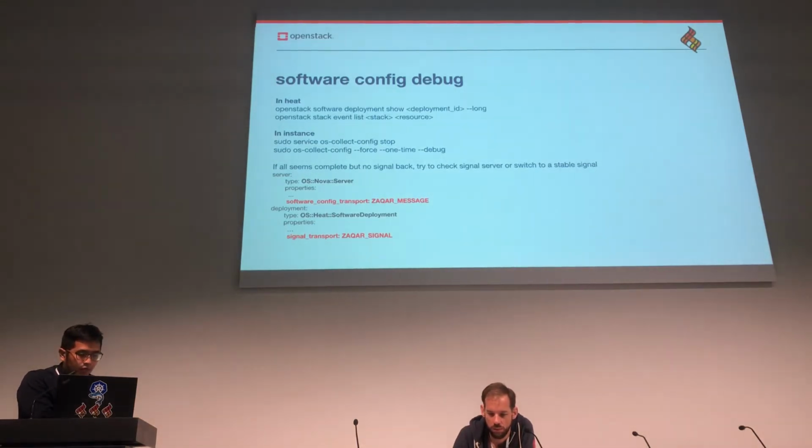And if you want to debug the software config, you can go into your instance and try to see from the OS collect config if that is connected with the metadata from the server. Or you can use the software deployment show, or the event list, which is very useful to see what exactly the events are that Heat is receiving.